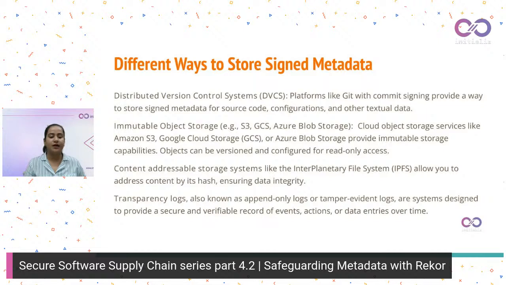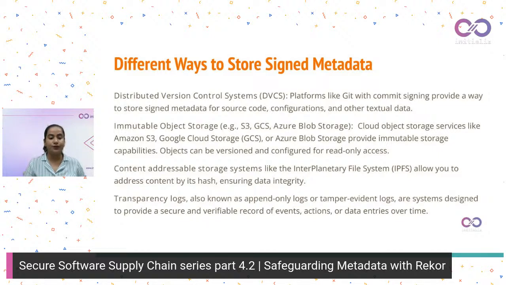Then we have content addressable storage, like IPFS, which is short for InterPlanetary File System. Content addressable storage systems like IPFS allow you to address content by its hash, ensuring data integrity. When you use all these three, each gives you a different significance of signed metadata at three different places. So it is better that we use one single tool, such as transparency logs, which give you an immutable ledger verification system, which gives you the assurance that your supply chain integrity is not tampered with, and also gives you the security of hashes in SHA-256 format.